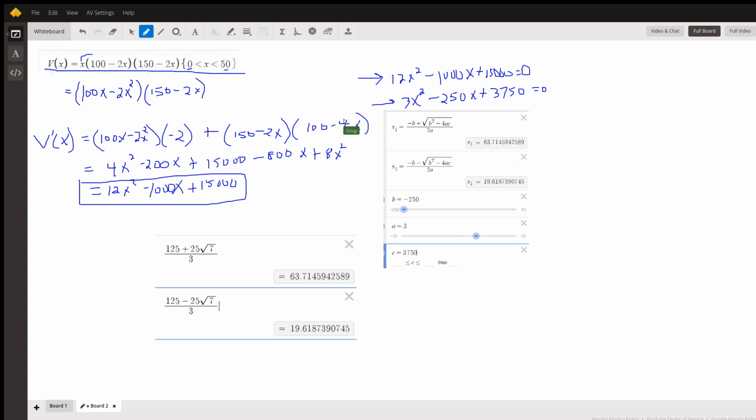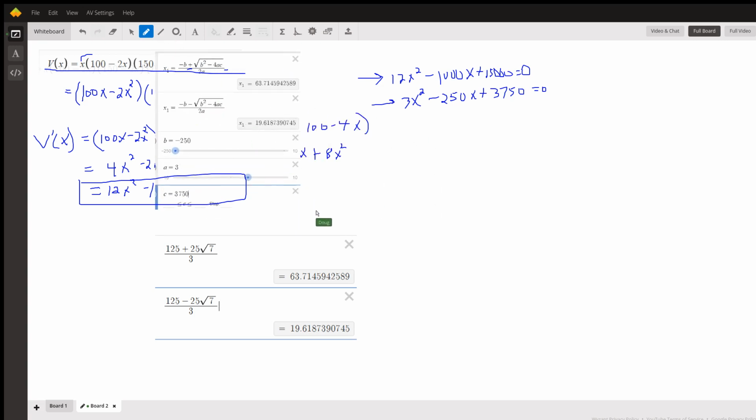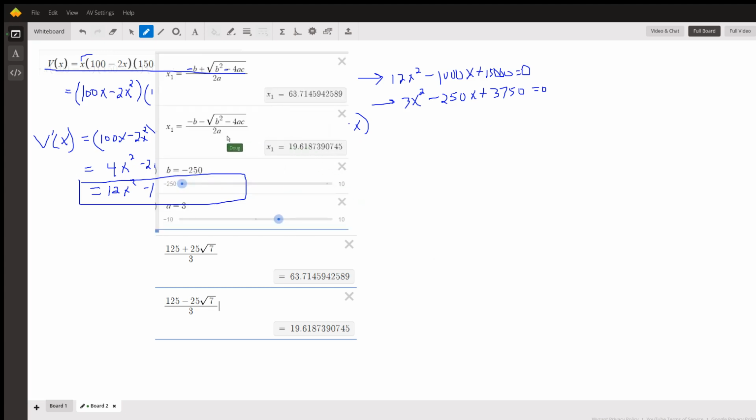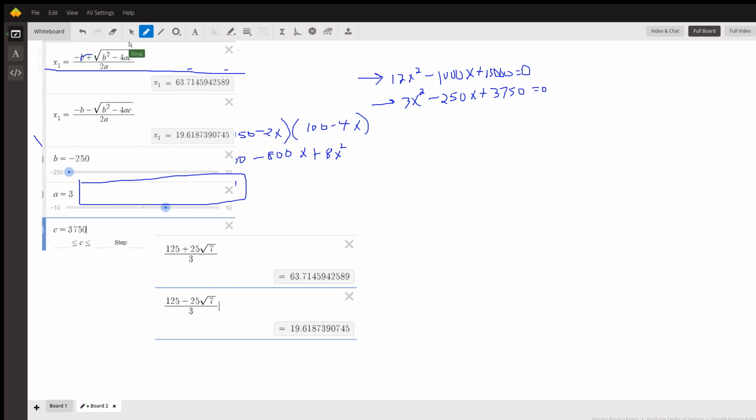If I pull this table up here and make it a little bit bigger, move that over there, you can see that I've got the quadratic formula here where the values of a, b, and c match the coefficients of the quadratic equation, and it looks like we have to eliminate the 63.714 because that's outside the domain. So it looks like squares of 19.6187 will give us the maximum volume.